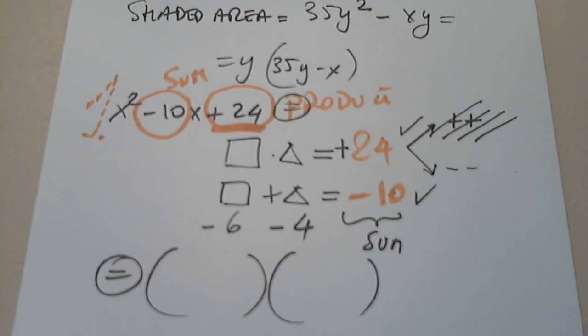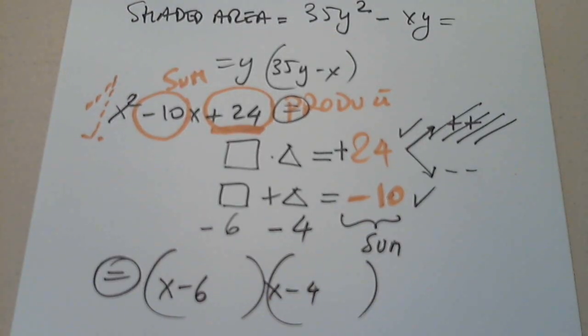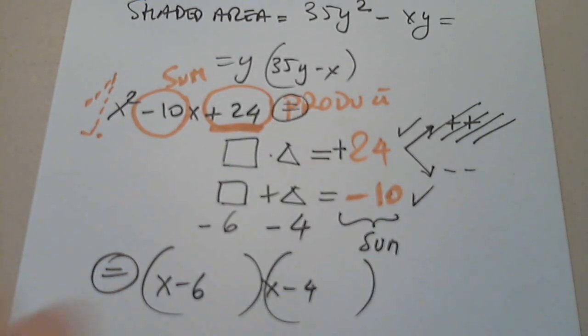What is the factored form here, please? Can anyone give us the factored form? X minus 6, X minus 4. Indeed. Remember, it takes 5 seconds to verify this. Very simple. X squared, negative 4x minus 6x, -6 times -4.